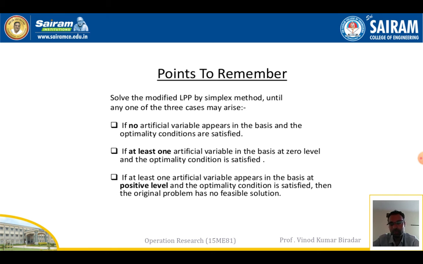If you get these cases, you will get the optimal solution. First, if no artificial variable appears in the basis and the optimality conditions are satisfied. Second, if at least one artificial variable is in the basis at the zero level and the optimality condition is satisfied. Third, if at least one artificial variable appears in the basis at the positive level and the optimality condition is satisfied, then the original problem has no feasible solution.